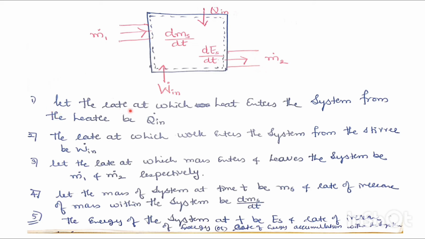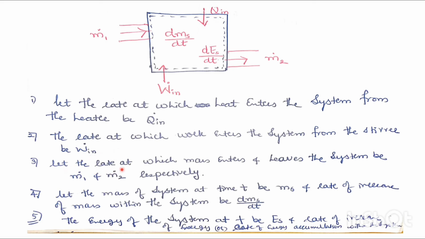Let the rate at which heat enters the system from the heater be Q in dot. Dot means rate of heat transfer here per unit time. The rate at which work enters the system from the stirrer be W dot in. So this is the work done on the system by the stirrer, and this is the heat transferred to the system by the heater.